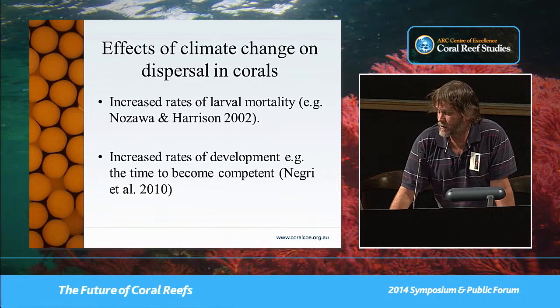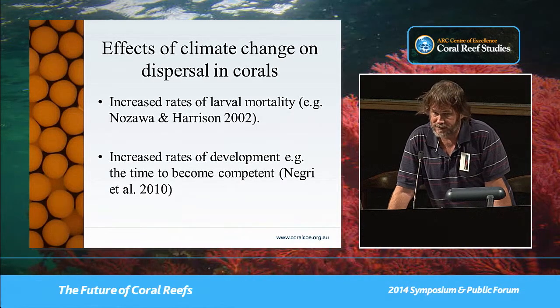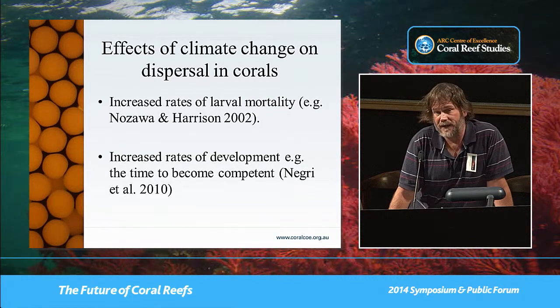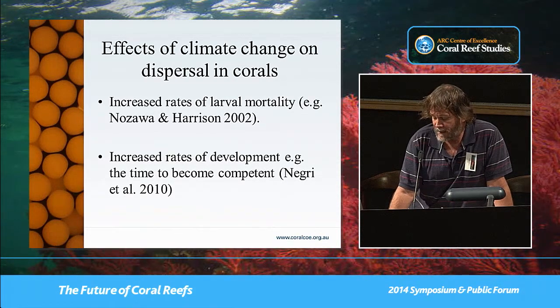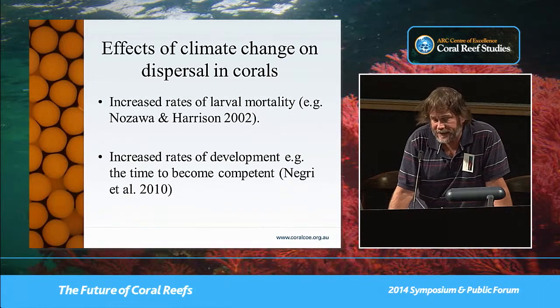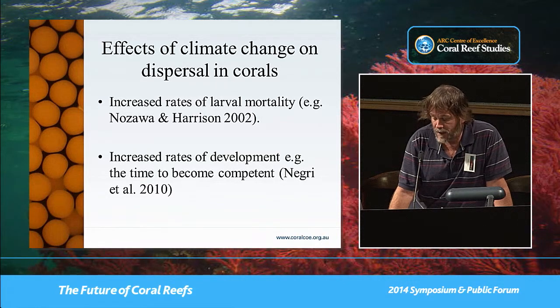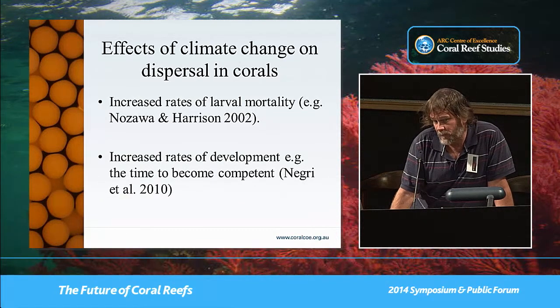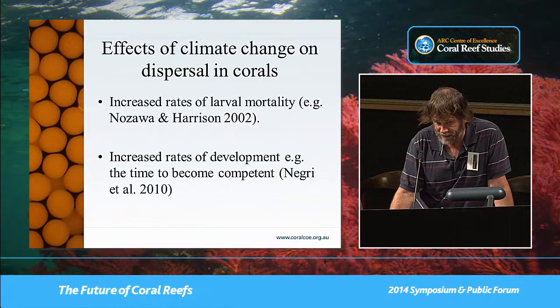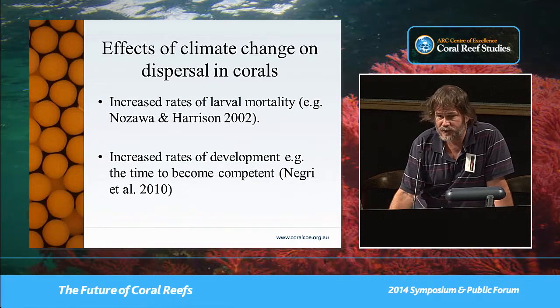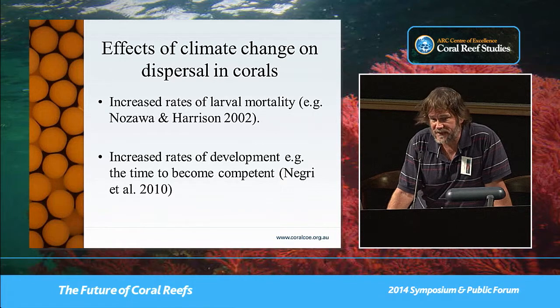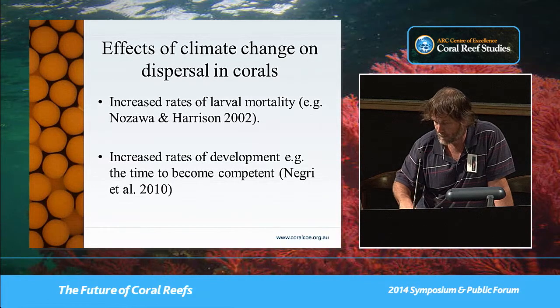So next I'll talk about how climate change, more specifically increases in temperature, might affect patterns of dispersal. Again, we know that temperature increases rates of larval mortality, but in contrast, it increases rates of development. So of the larvae that are produced on a given reef, a lot more of them are likely to die in a given period of time, but more of them are likely to become competent more quickly. And so the net effect of these two processes is not clear. That's why we need some experiments to tease those things apart.